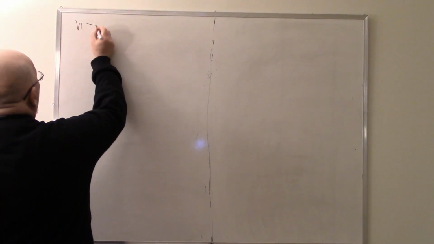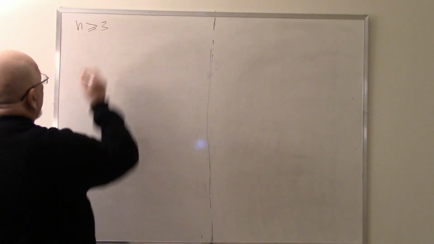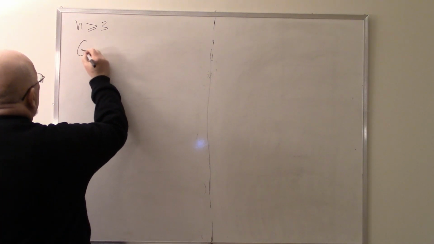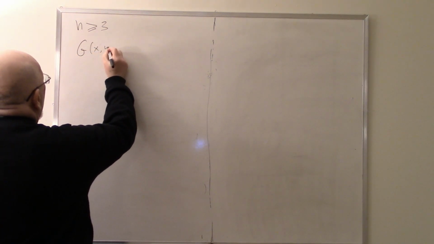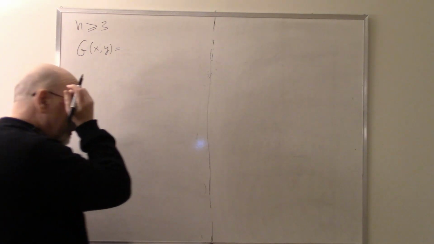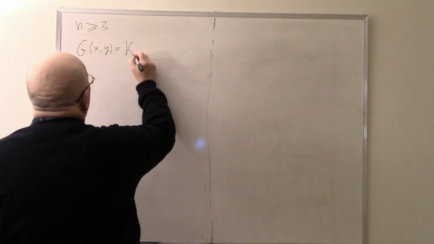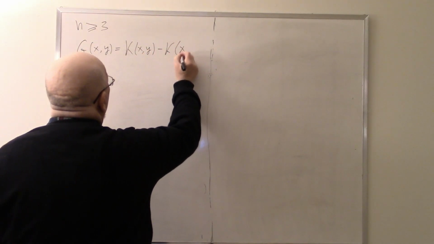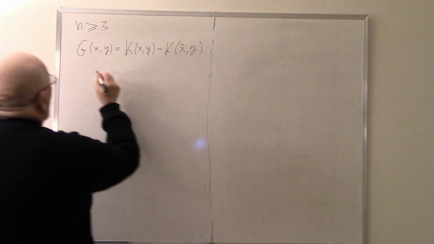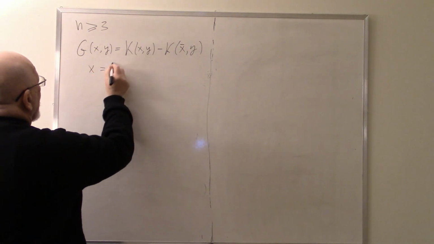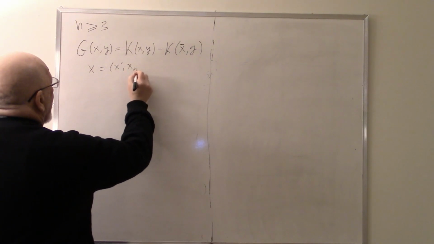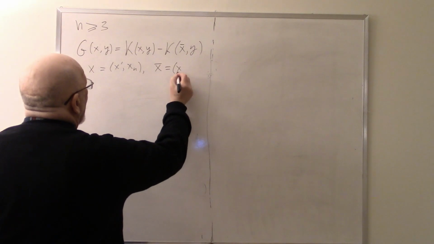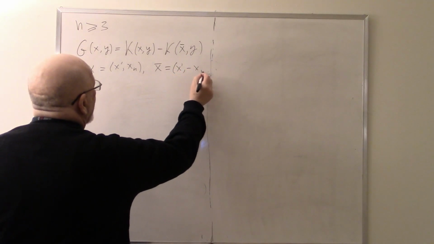So n is greater or equal than 3. And our function g of x, y equals k of x, y minus k of x bar, y, where x equals (x prime, xn), and x bar equals (x prime, minus xn).